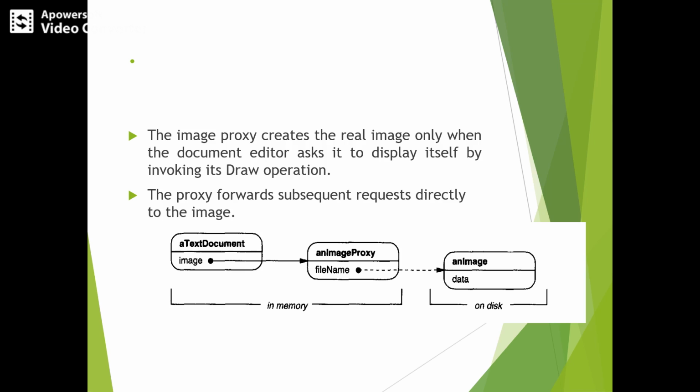Another thing is that the proxy forwards subsequent requests directly to the image, which has been replaced or placeheld, in particular a surrogate, in that part of the document. So here we can see a text document, and an image proxy will be created. The file name should be kept, and the image data is on disk, so it should be kept in memory.